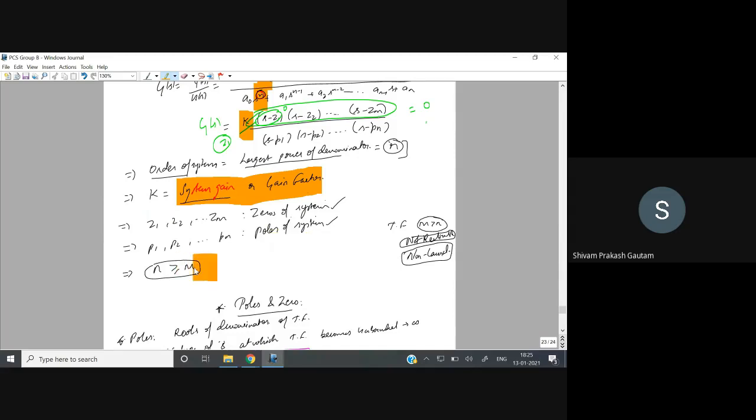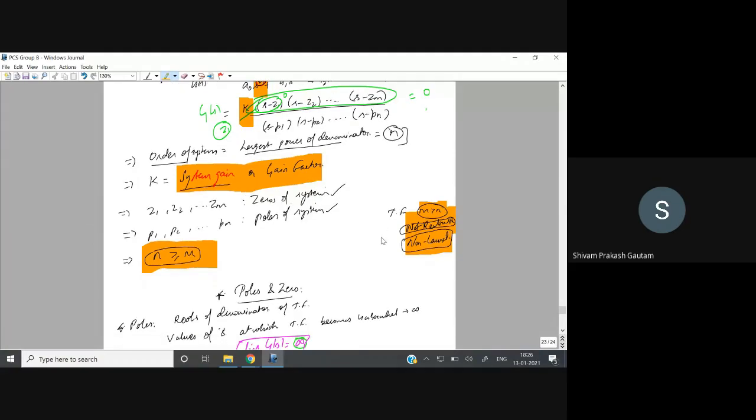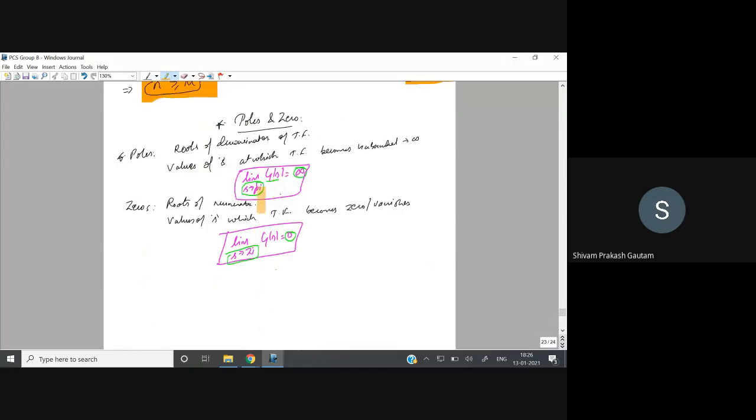This is very important, which states that the power of the denominator will always be greater than the power of the numerator. Why? Because if the power of the numerator is greater than the power of the denominator, then the system will become not realizable, or we can call it a non-causal system. No physical system is present which has a higher order in the numerator than the denominator. We have seen a small definition for poles and zeros that you can see later on also.